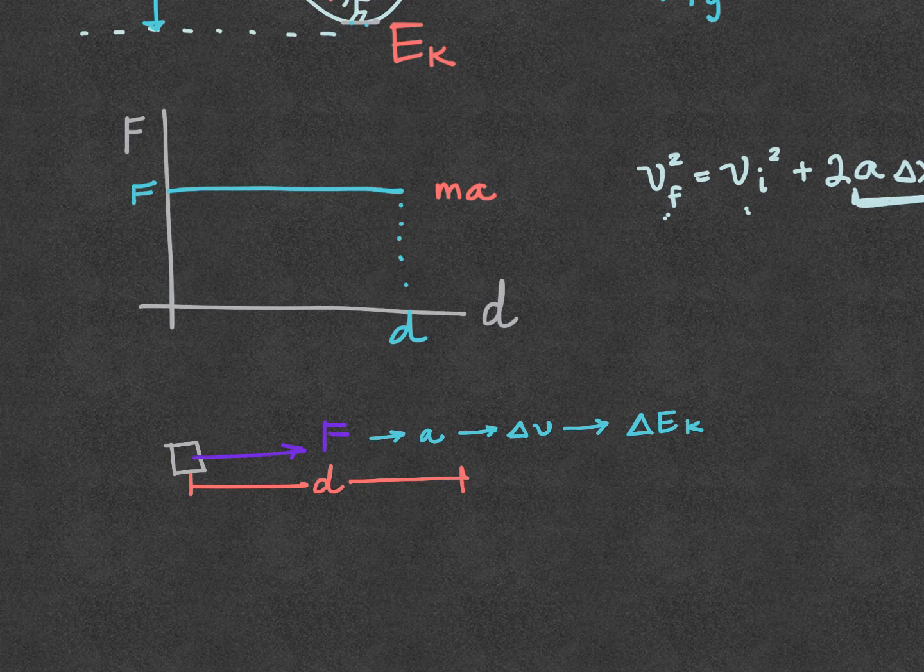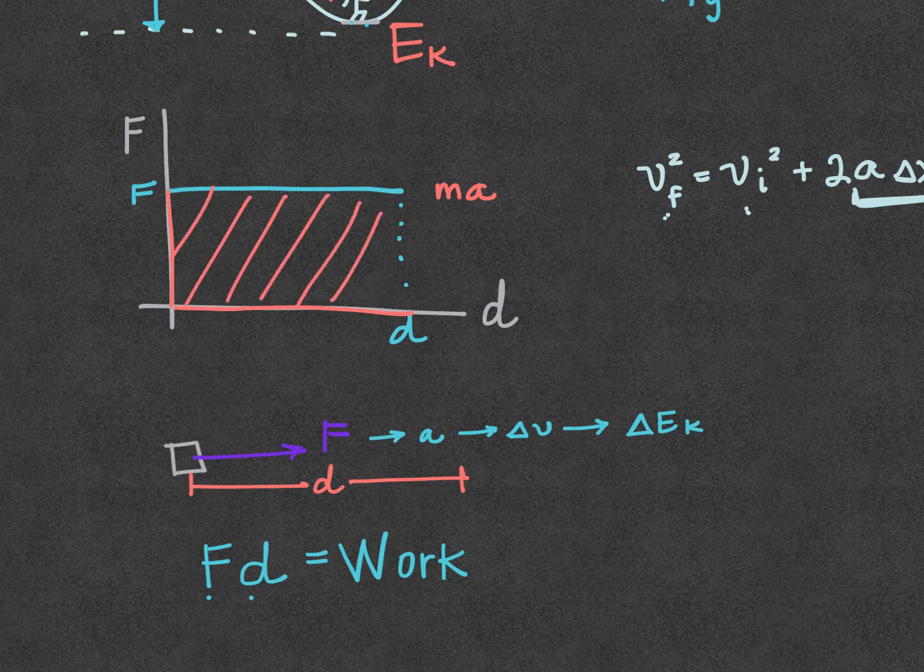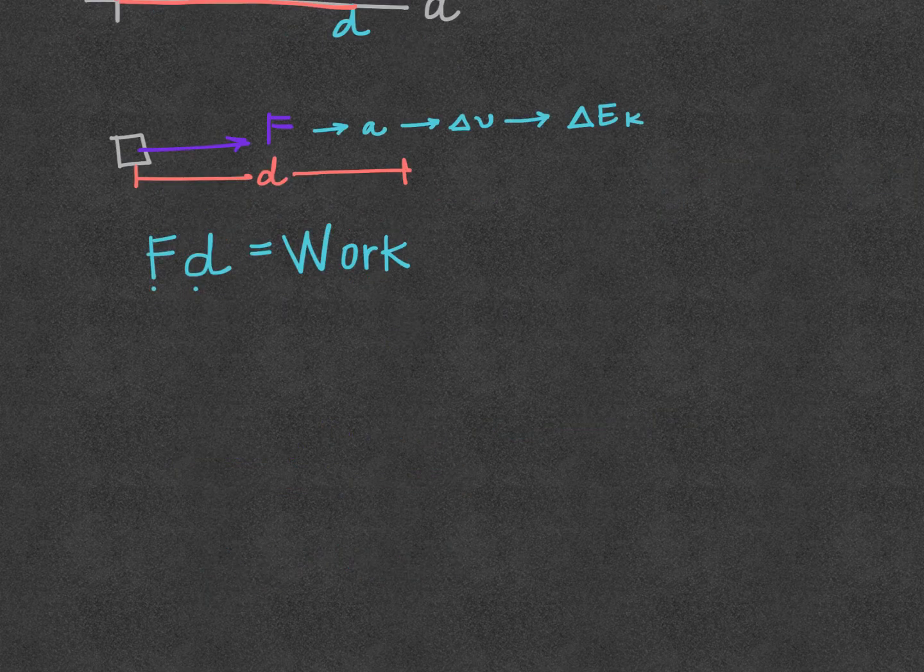So when we take the force and we multiply it by the distance, that force is doing work. So we define work in physics as being the product of the force and the distance. So force times distance. Now from our graph, if we take the force and we multiply it by the distance, that is equivalent to finding the area under this rectangle. So let's dig into this force and work relationship.